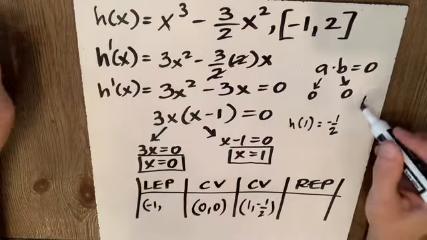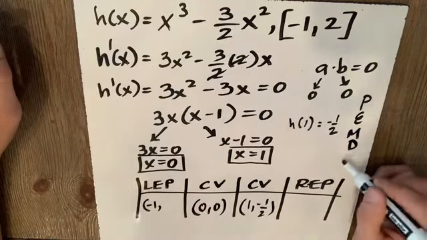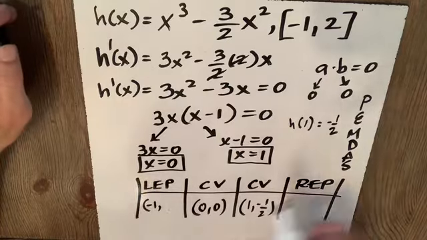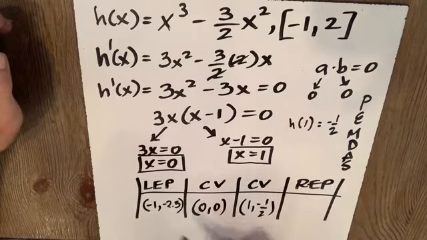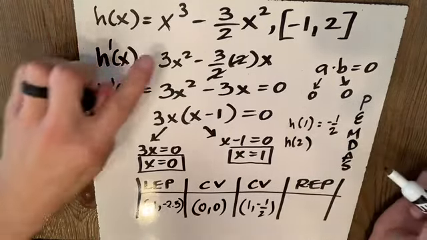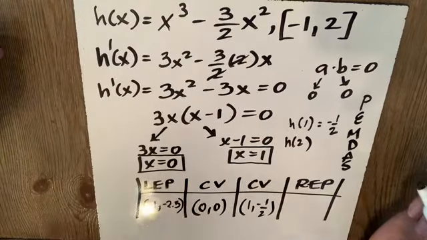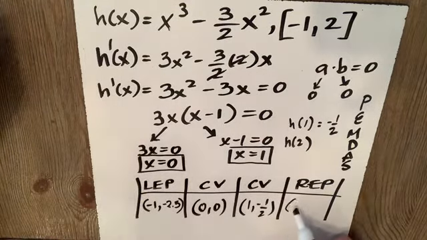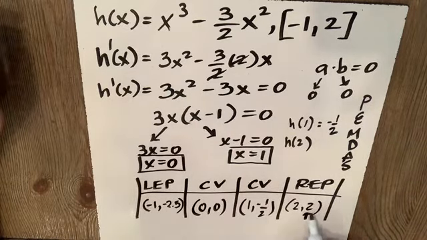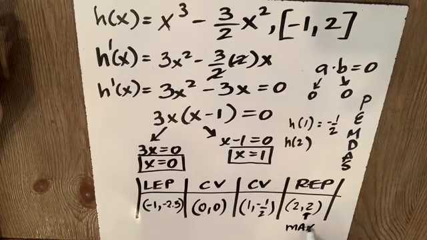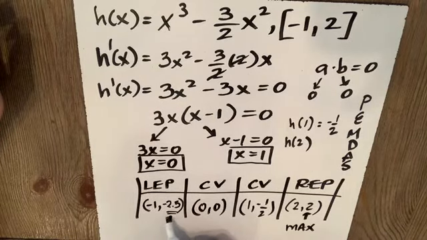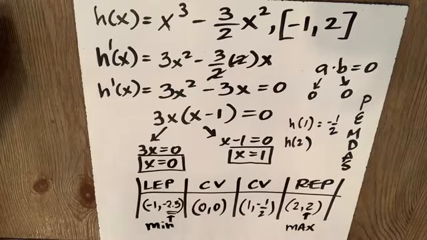Of course, we have to follow parentheses, exponents, multiplication, division, addition, subtraction. So parentheses, then exponents. And when you do that, you get negative 2.5. And the right endpoint, we're finding h of 2. So 2 cubed minus 3 over 2 times 2 squared. And when you do that, you're going to get 2. So looking at this, I'm comparing the y values. Well, this is the biggest y value. So this is our absolute max on this particular interval. And here our y value is the lowest. So here is our minimum value.